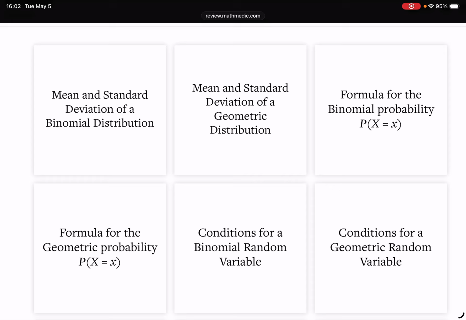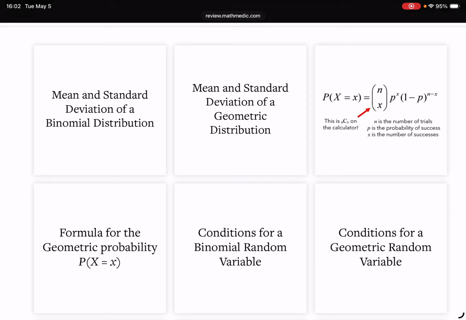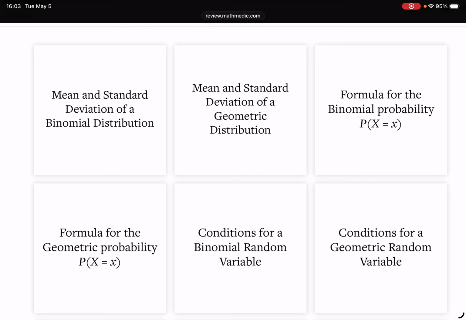Formula for the binomial probability of x is equal to x. Okay, this is the formula. This formula is, I believe, on your formula chart. I would not memorize this formula. I would instead know how to do this on the calculator. And again, since this is a binomial probability, you just go to the add inferences on Desmos and click on binomial probability.